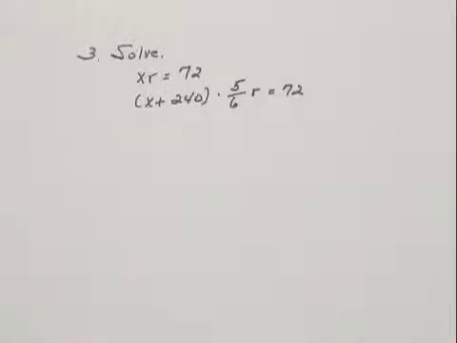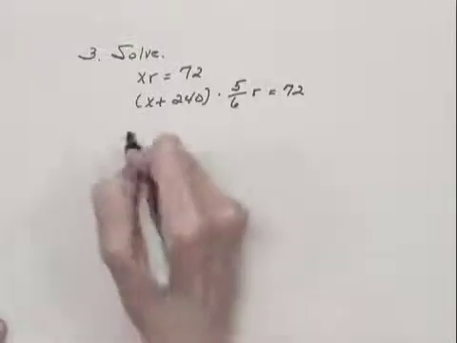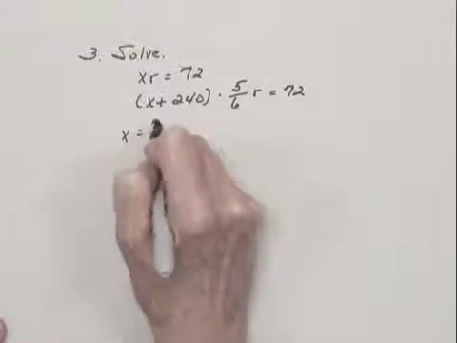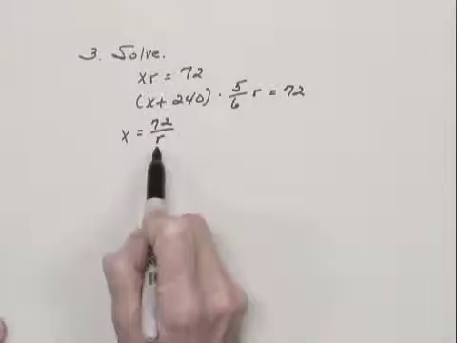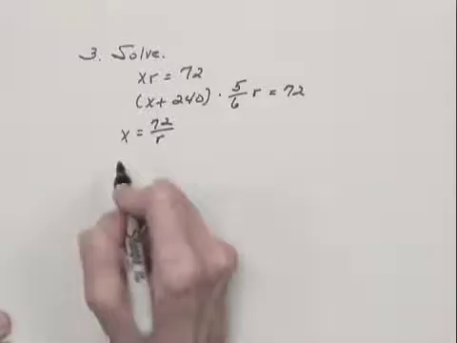This is the third step in our problem-solving process. We're going to solve this system of equations. And I'm going to use the substitution method. I'm going to solve the first equation for x. And when I do that, I get x is equal to 72 over r, dividing by r on both sides. And now I'm going to substitute 72 over r for x in the second equation and solve for r.